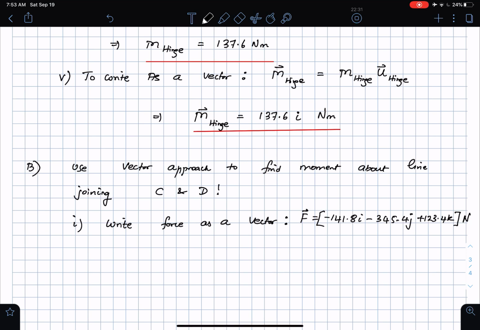Then the second step. Choose a point of interest, choose any point on the axis of interest or line of interest. So choose any point on the line or axis of interest. Let me write the line properly. Line or axis of interest.